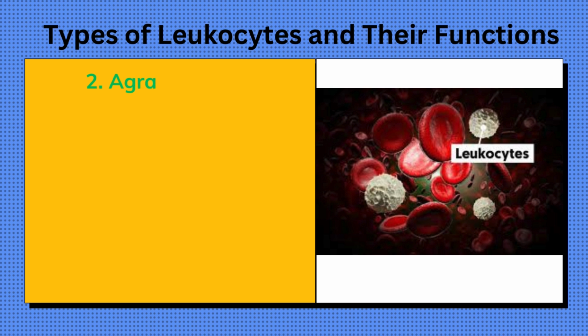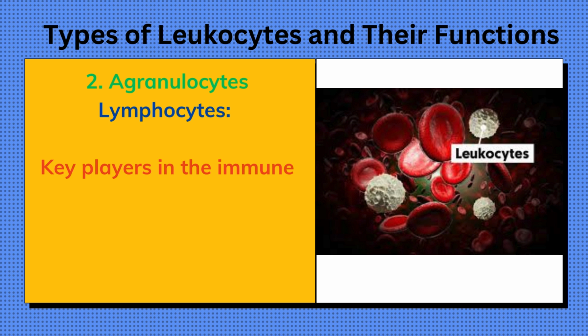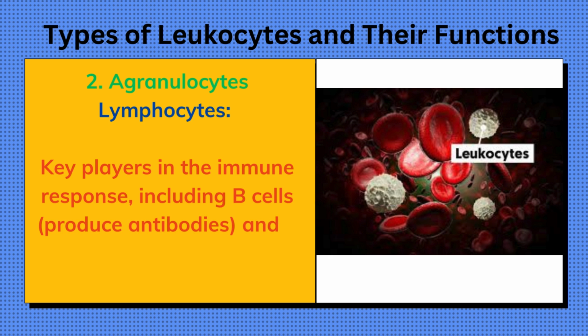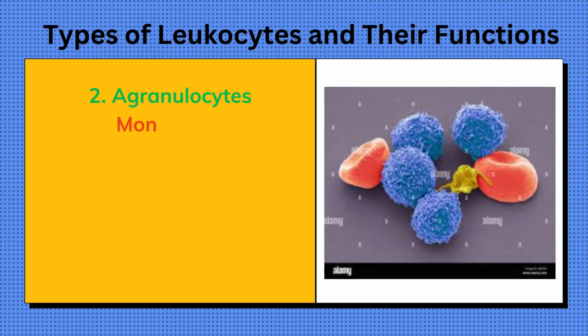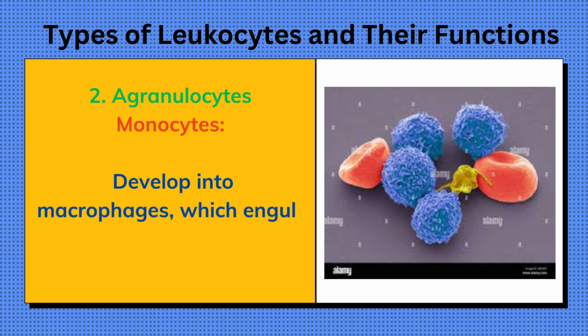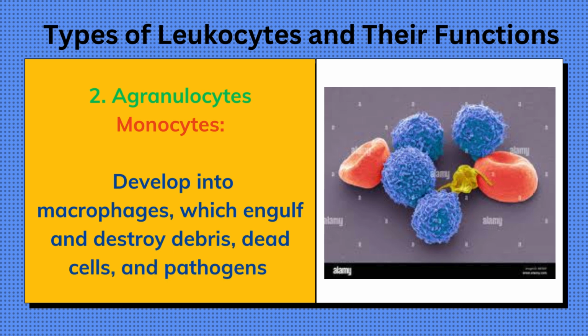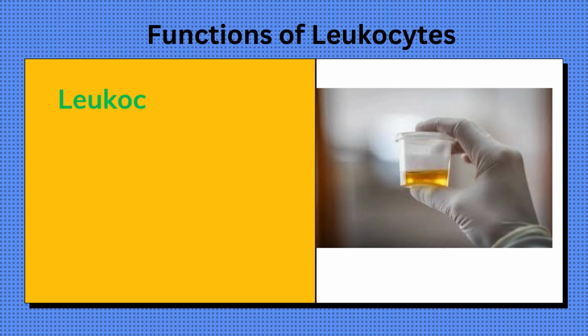2. Agranulocytes. Lymphocytes are key players in the immune response, including B cells, which produce antibodies, and T cells, which directly attack infected cells. Monocytes develop into macrophages, which engulf and destroy debris, dead cells, and pathogens.